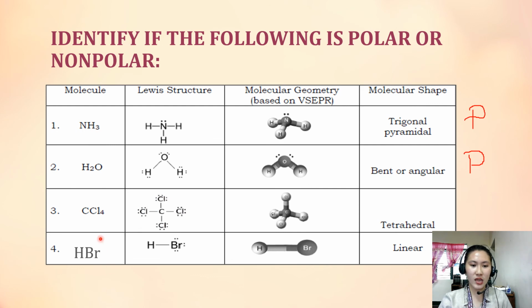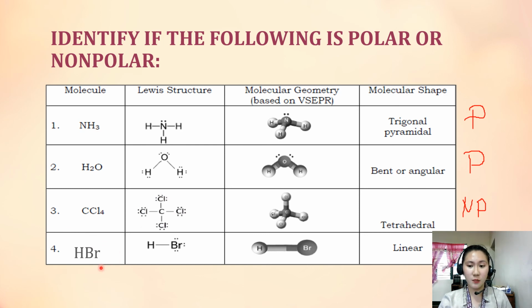Okay? Next, we have CCl4. So, ito yung kanyang Lewis structure. Ito yung kanyang molecular geometry. So, the same ba? Symmetrical ba? Yes, it is symmetrical. Are all atoms bonded to the central atoms the same? Same ba yung bonding ng atom sa central atom? Yes, it is the same. So, it means equal yung distribution ng electrons. So, this means that CCl4 is a non-polar molecule.